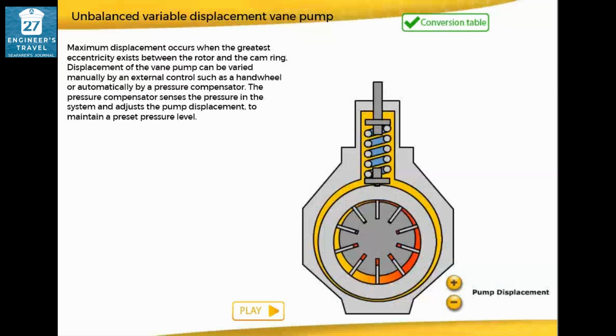Displacement of the vane pump can be varied manually by an external control, such as a hand wheel, or automatically by a pressure compensator. The pressure compensator senses the pressure in the system and adjusts the pump displacement to maintain a preset pressure level.